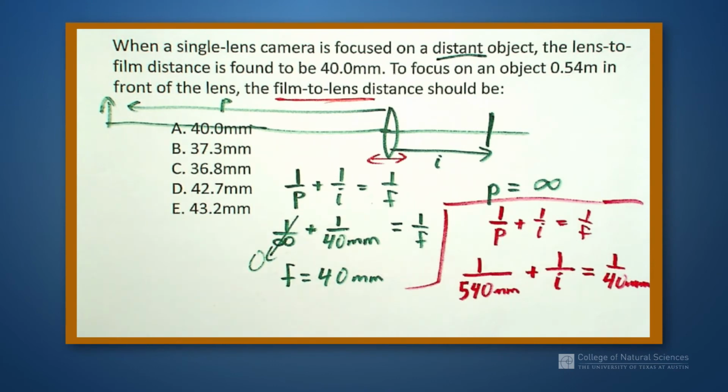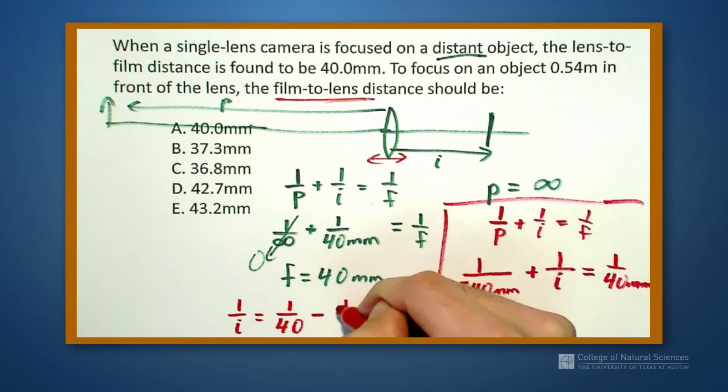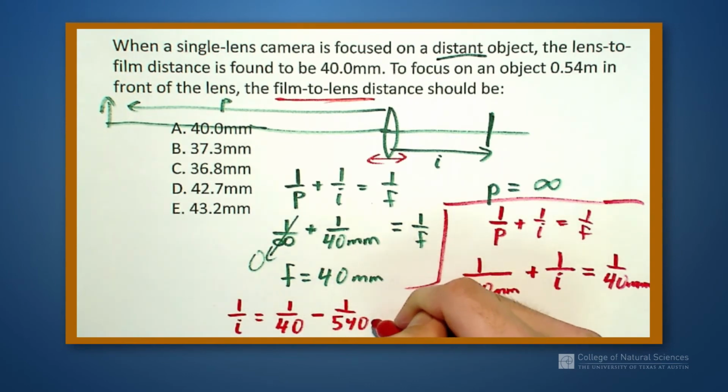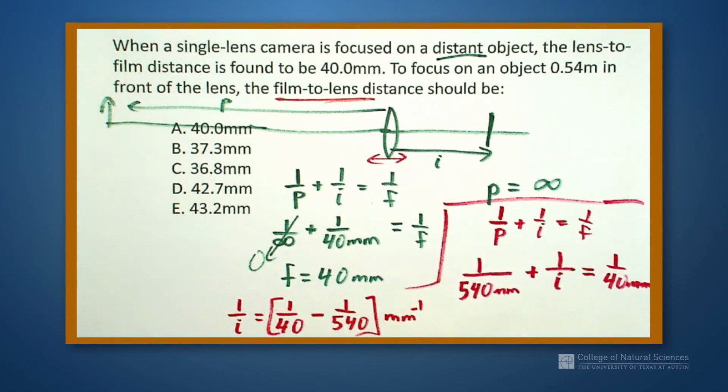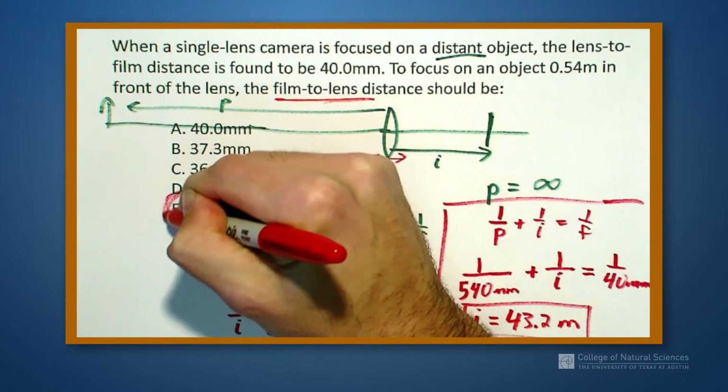So I look at this and I have to do a little bit of math. But I will see that I get that 1 over i is equal to 1 over 40 minus 1 over 540. And these are all in inverse millimeters to get my units the right way. So when we plug in the numbers and calculate, we get that i is equal to 43.2 millimeters, which happens to be my choice E.